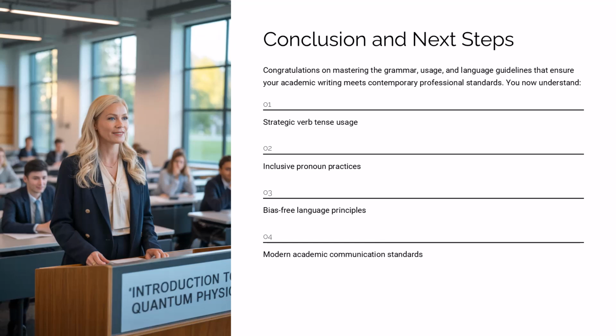Conclusion and transition. Excellent work mastering the grammar, usage, and language guidelines that ensure your academic writing meets contemporary professional standards. You now understand strategic verb tense usage, inclusive pronoun practices, bias-free language principles, and modern academic communication standards. In Lecture 6, we'll focus on the mechanical precision that supports your grammatical and stylistic excellence: punctuation, capitalization, and style details that demonstrate professional competence and attention to scholarly standards.